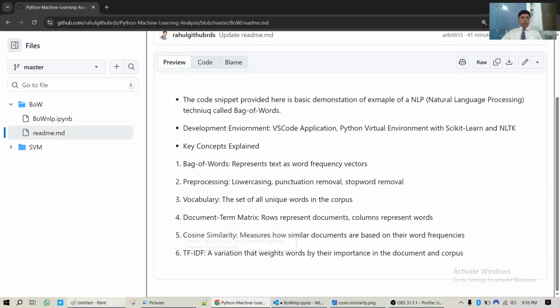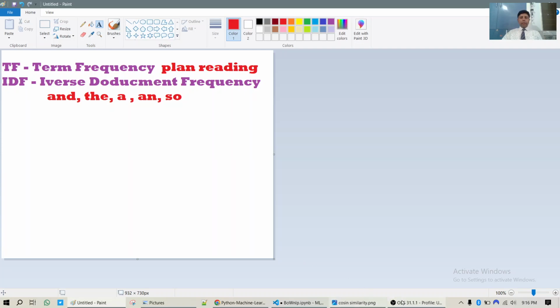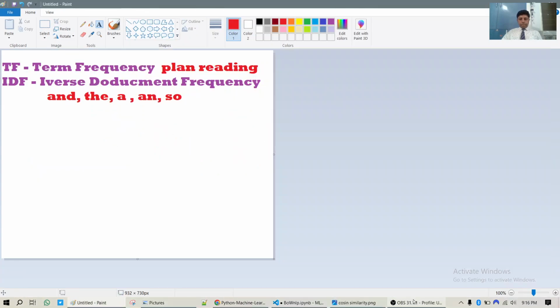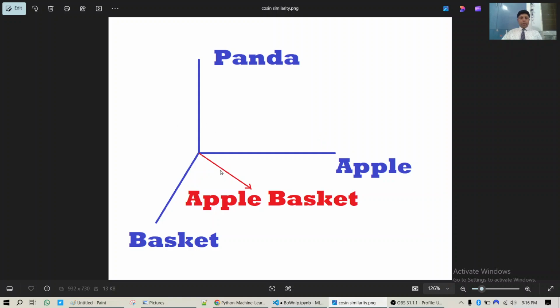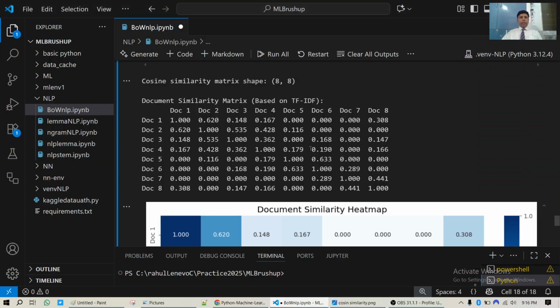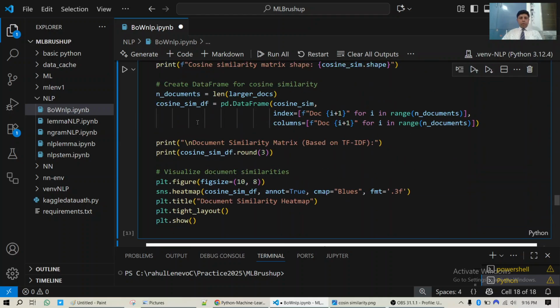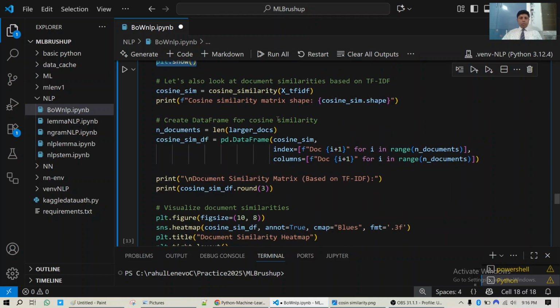Now, as we have discussed the cosine similarities here, we are going to find the similarities between the two vectors. How are we going to do that? Here is the code that has helped us find the cosine similarity.